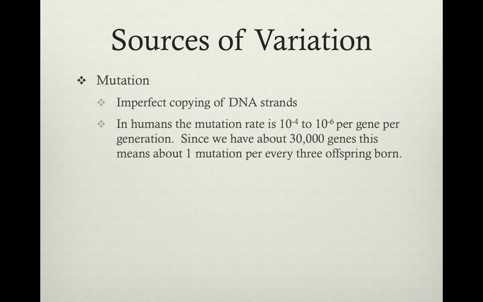So mutation refers to the imperfect copying of DNA strands. We have a general baseline mutation rate. That is about 10 to the minus 4 to 10 to the minus 6 per gene per generation. We've got about 30,000 genes. That means that you will have roughly one mutation per every 3 offspring born. Well, we're not turning into the X-Men, right? We're not mutants that have these phenomenal kind of superpowers, so why not? There's a lot of redundance in the genetic code.